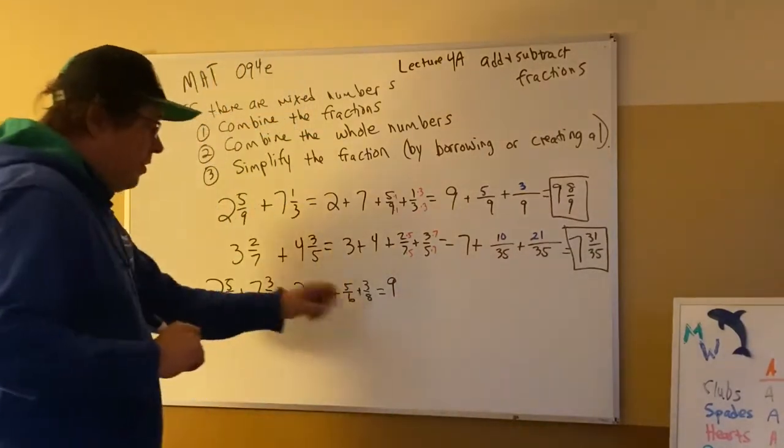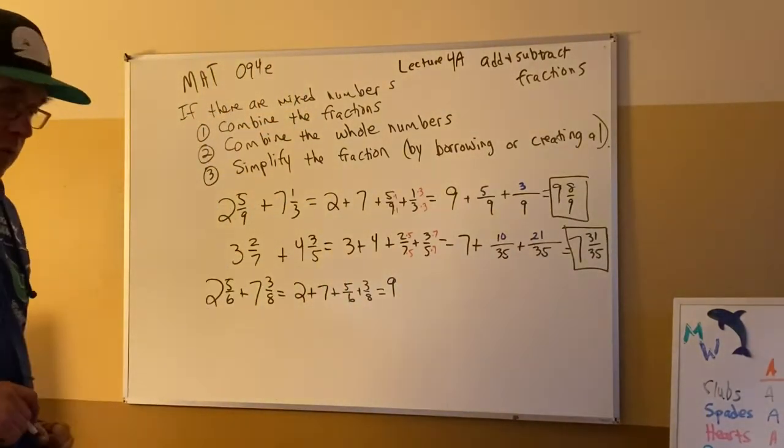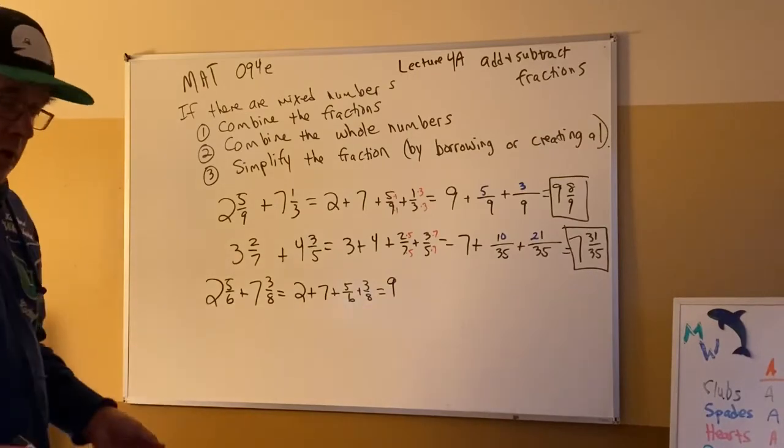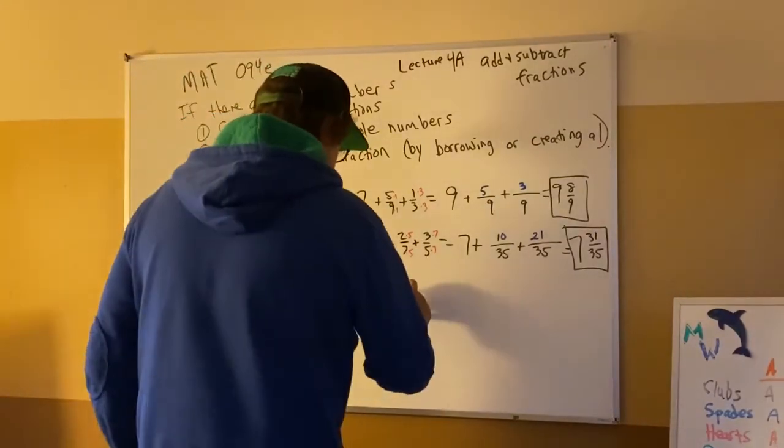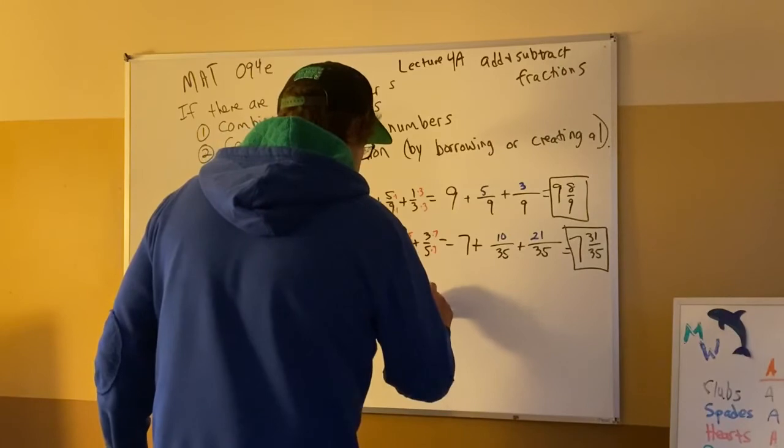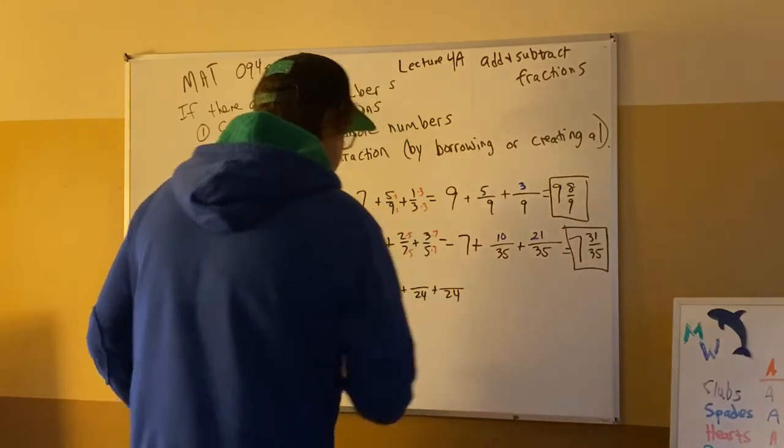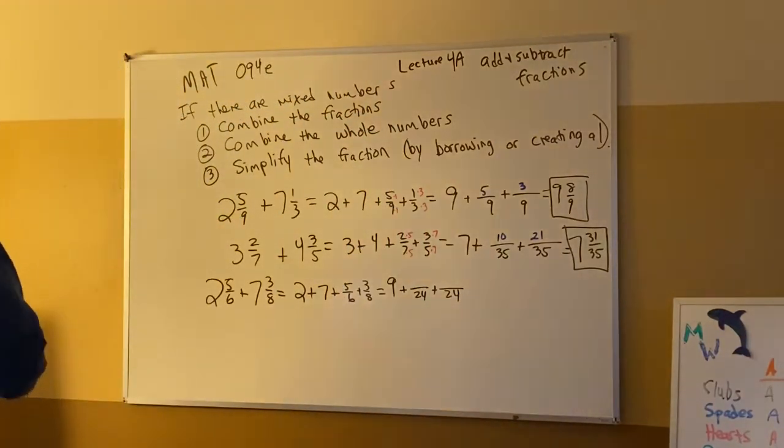6 and 8. 8 is bigger. 8 divided by 6, no. 16 divided by 6, no. 24 divided by 6, yes. 24, bottom of each fraction. That is my LCD, my lowest common multiple of denominators.